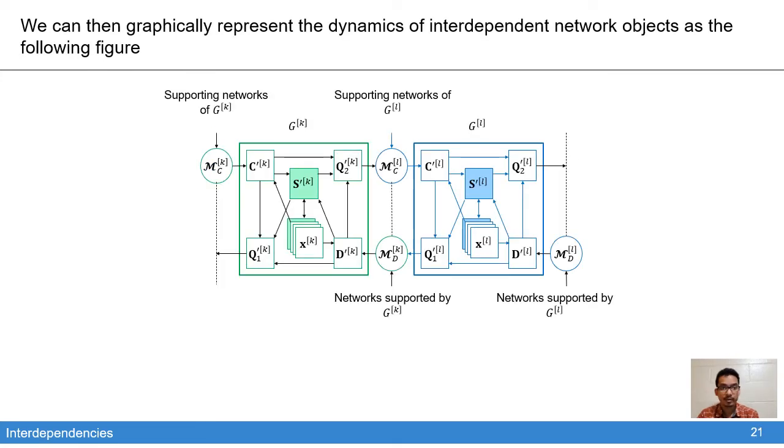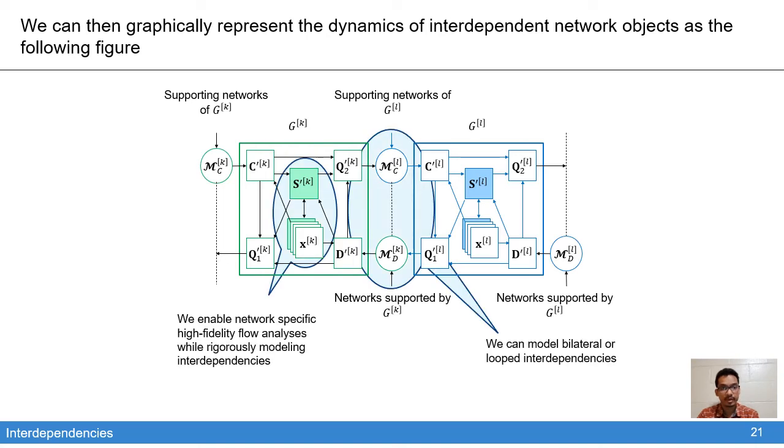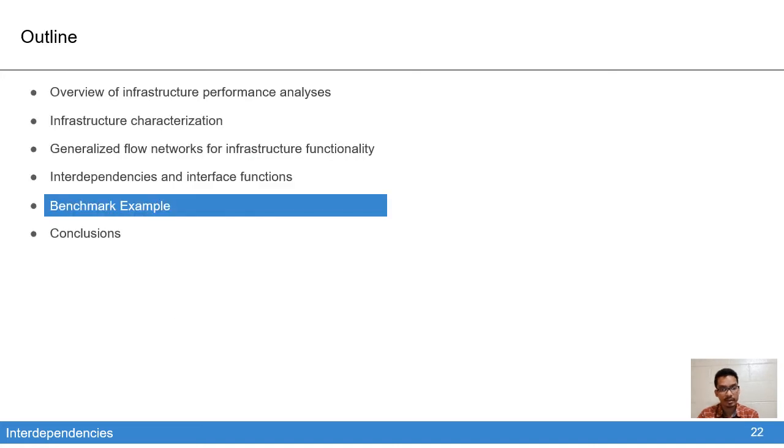We can then graphically represent the dynamic of interdependent network objects as the following figure. Using this dynamic model, we can enable network-specific high-fidelity flow analysis while rigorously modeling interdependencies. And we can also model bilateral or looped interdependencies. Now let's look at an example.